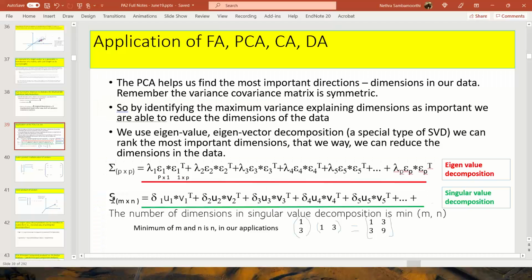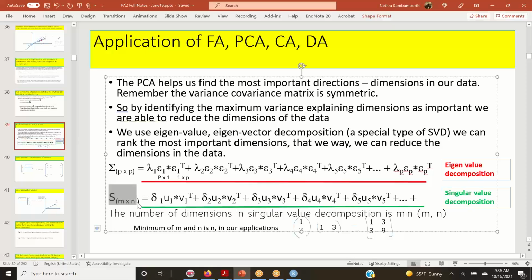Anyway, in the case of a data matrix, this is a data matrix, but this is a variance covariance matrix, or it is a correlation matrix. Remember that.